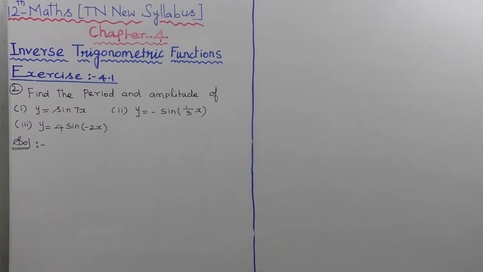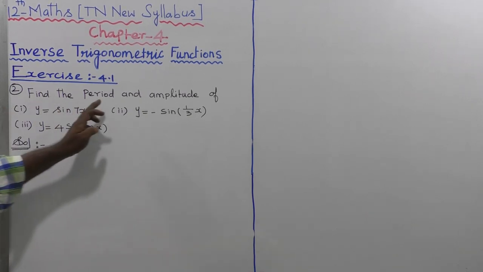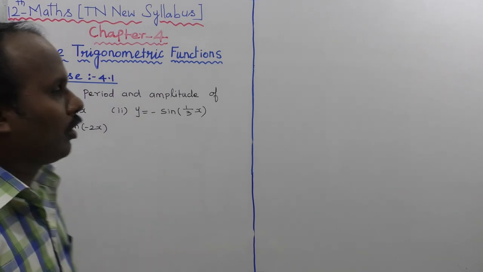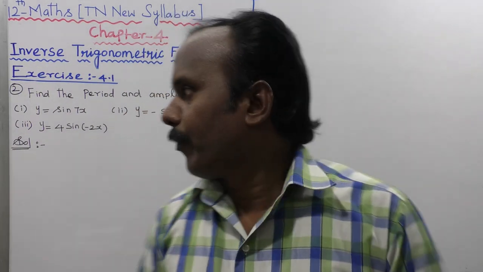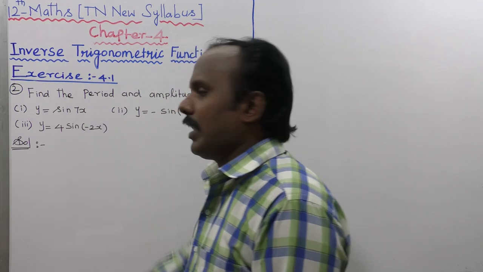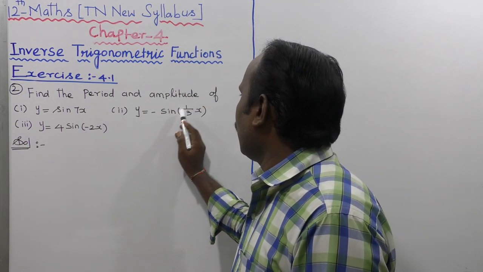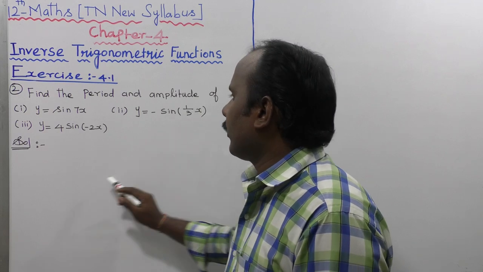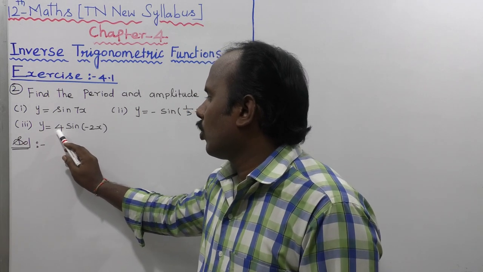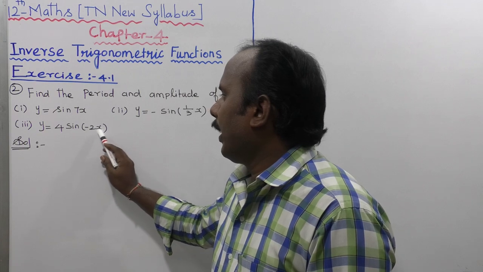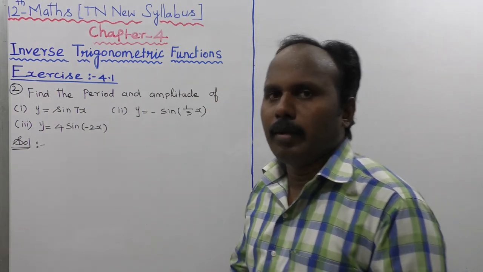Exercise 4.1, second sum. Find the period and the amplitude of the first subdivision, y is equal to sine 7x. Next one, y is equal to minus sine of 1 by 3 into x. Third subdivision, y is equal to 4 into sine of minus 2x. First, there are two methods we can solve.